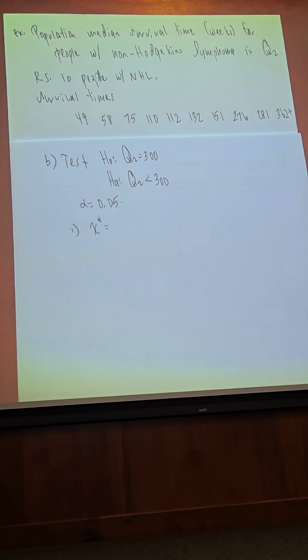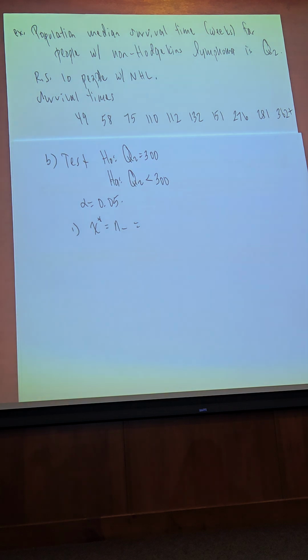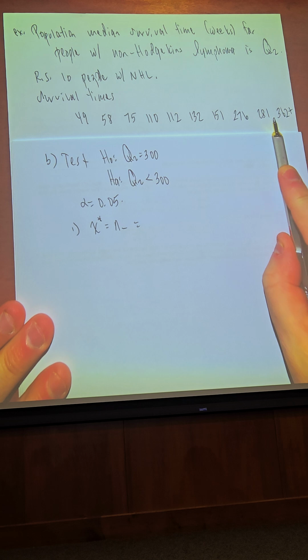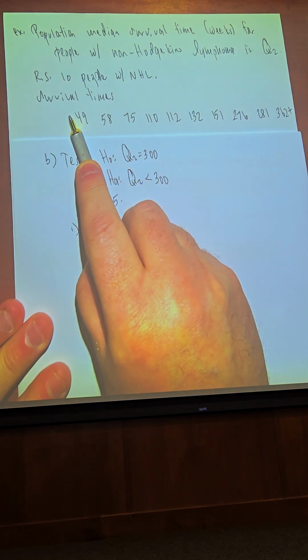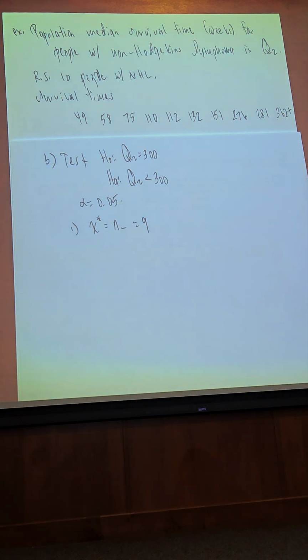And let's just call that n minus. That's the number of data points that fall below the hypothesized median. Well, the hypothesized median is 300, which is right here. How many data points do I have less than 300? I have 9 data points. So my test statistic here is 9. Okay, that's my test stat.